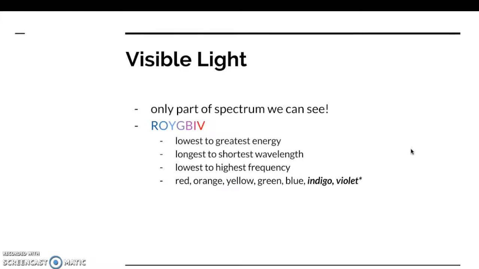All right, next, part of the EMR spectrum is visible light. It's the only part of the spectrum that we can see. As I mentioned before, Roy G. Biv, red, orange, yellow, green, blue, indigo, violet. So this order, lowest to greatest energy, longest to shortest wavelength, and lowest to highest frequency.